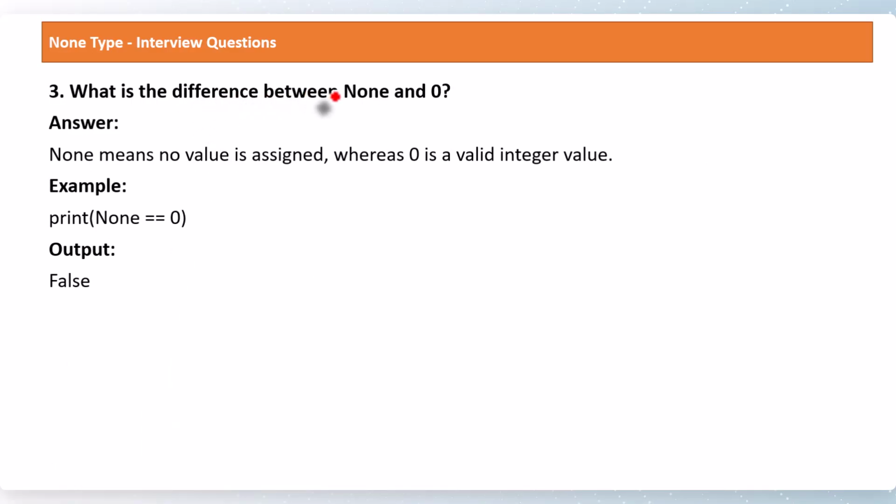What is the difference between none and zero? None means no value is assigned, whereas zero is a valid integer value. If you print none equal to 0, it is going to return false because these two are different.